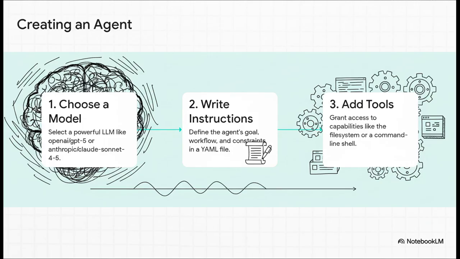So putting that into practice looks something like this. First, you pick a powerful model. Second, you write some clear instructions defining its goal and workflow, something like, you are an expert Go developer who fixes bugs. And then, and this is the most critical part, you give it tools. You grant it capabilities, like access to the file system to read and write files, or access to a shell so it can run commands like go test.